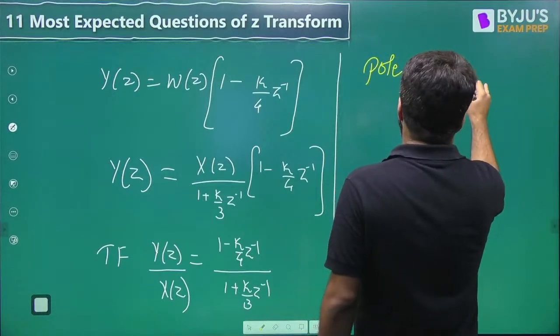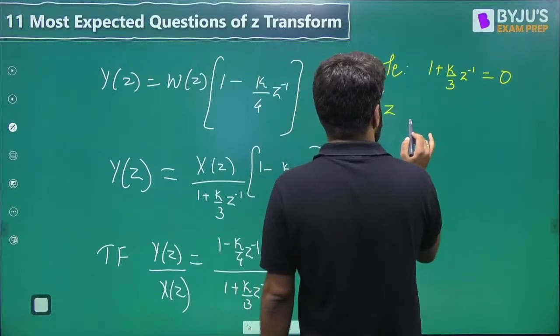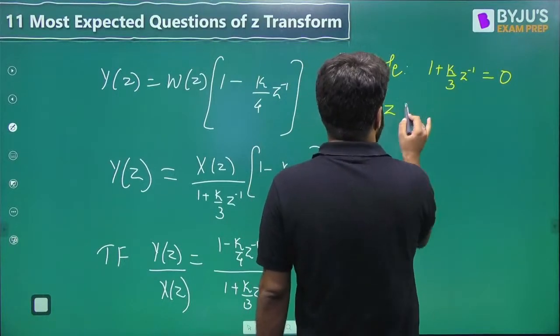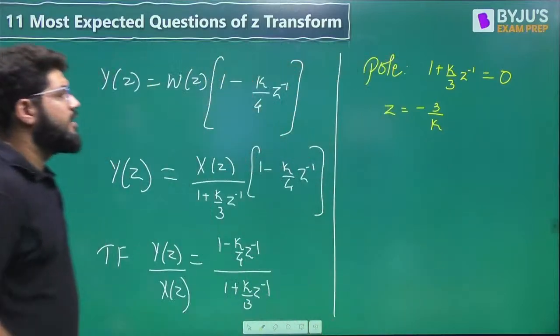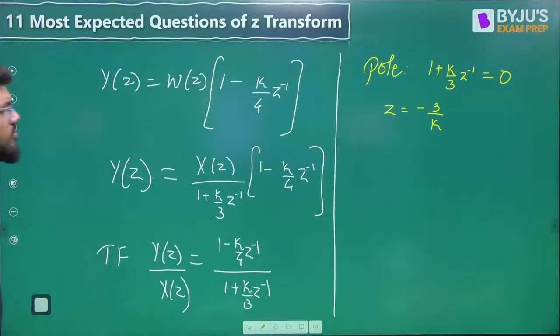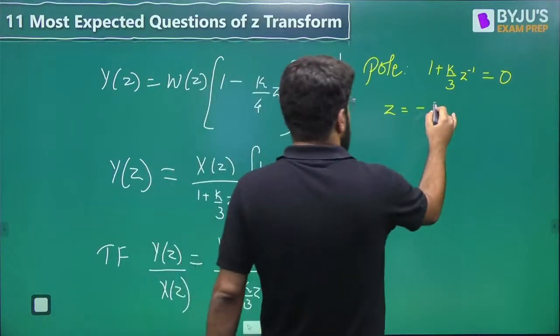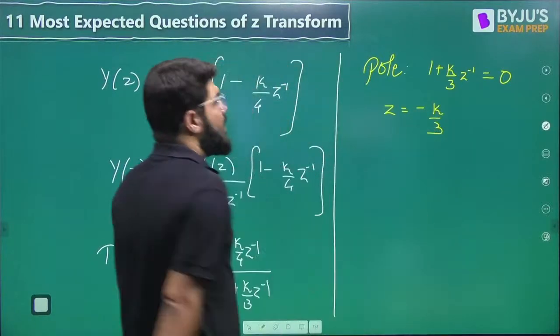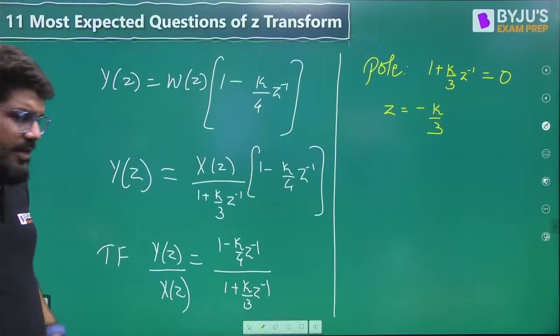After setting 1 plus K by 3 Z inverse to 0, you get Z inverse equal to minus K by 3... The pole itself will be minus K by 3. So, Z equals minus K by 3, correct? That is the pole.